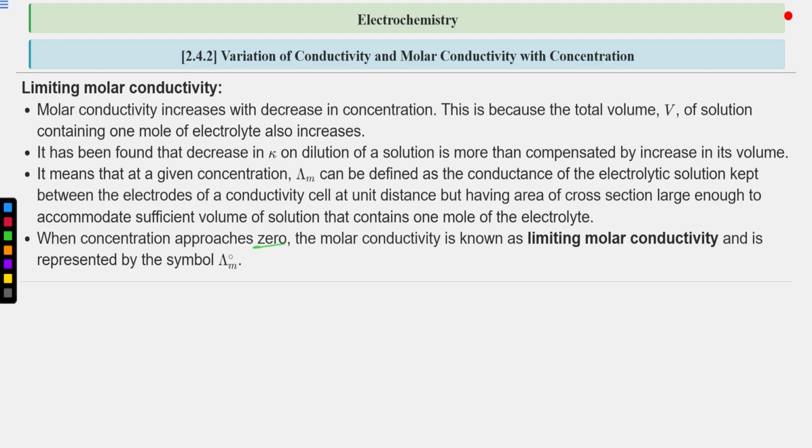When the concentration approaches 0, the molar conductivity is known as limiting molar conductivity, as the name suggests, limiting. That means something is decreasing very, very much, that it is approaching 0, right? That we only have it in limit. So when the concentration is approaching 0 value, the molar conductivity for an electrolytic solution is known as limiting molar conductivity, and the symbol we use for representation is lambda naught m. Just in the molar conductivity symbol we put here a naught.